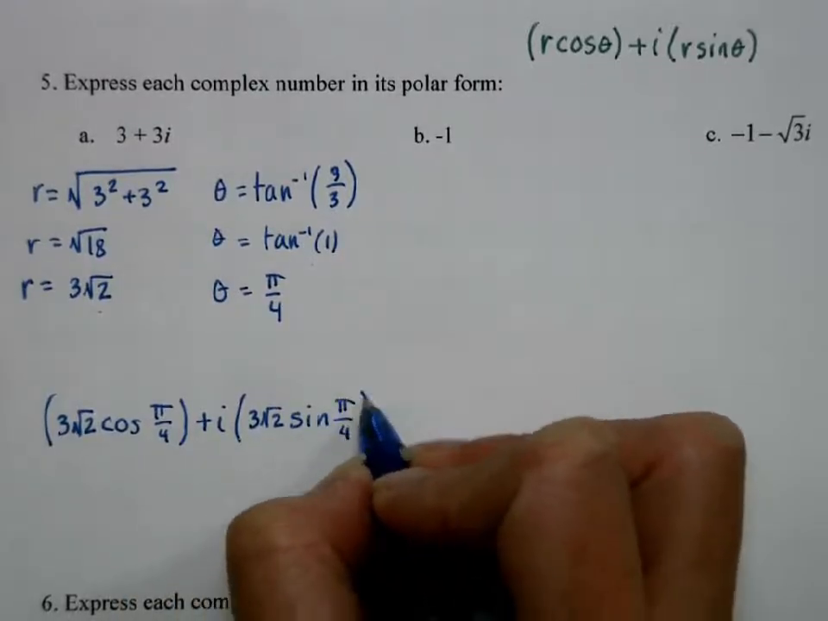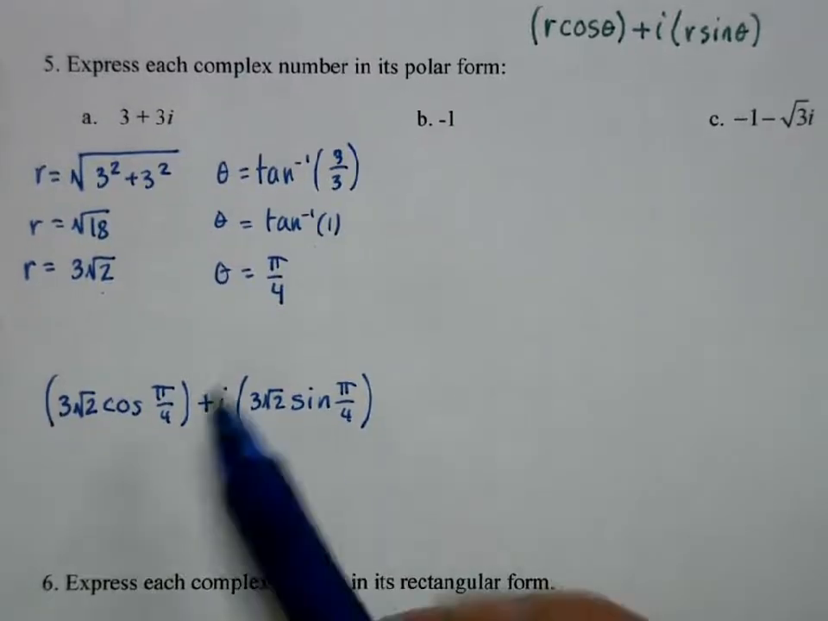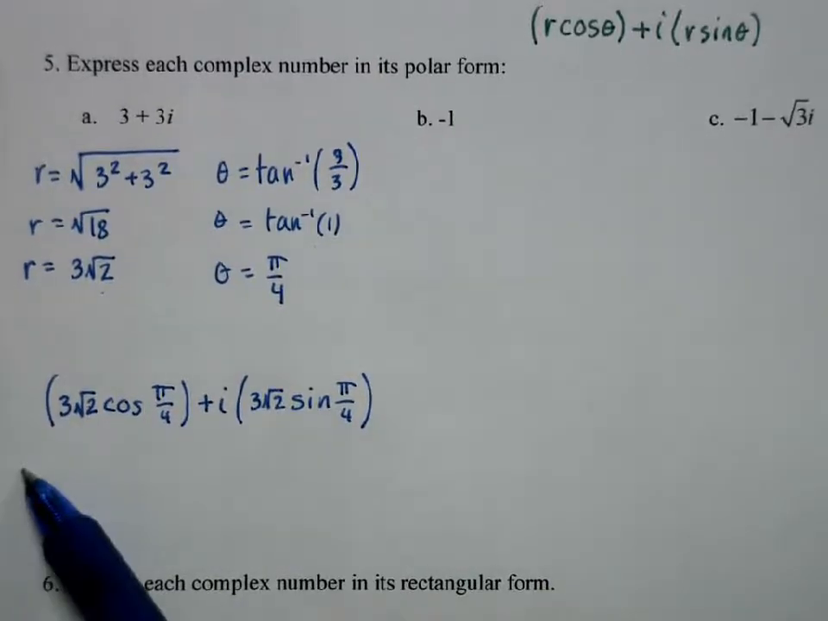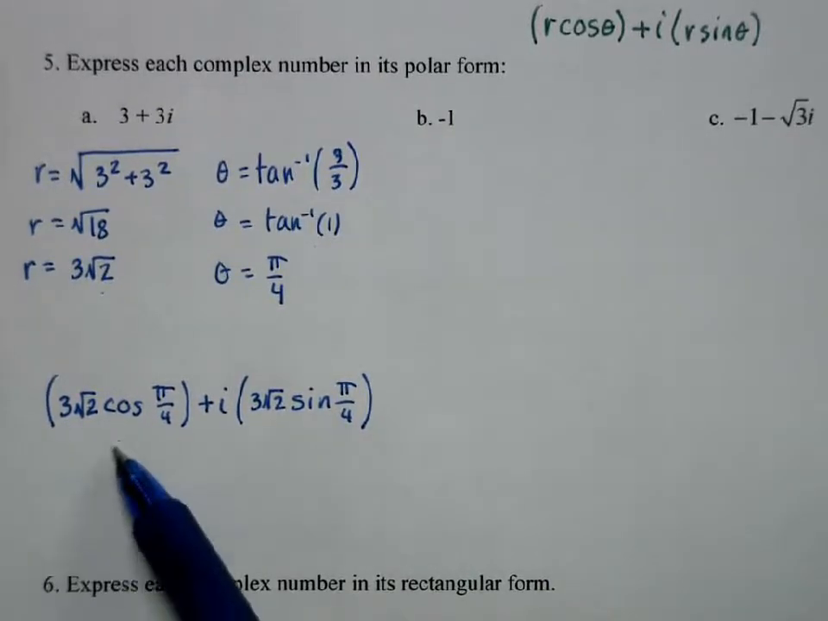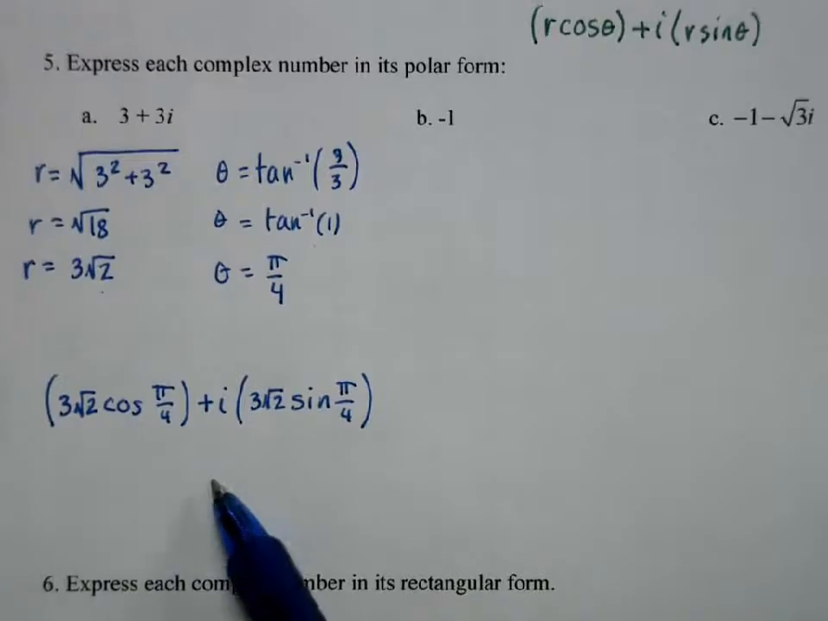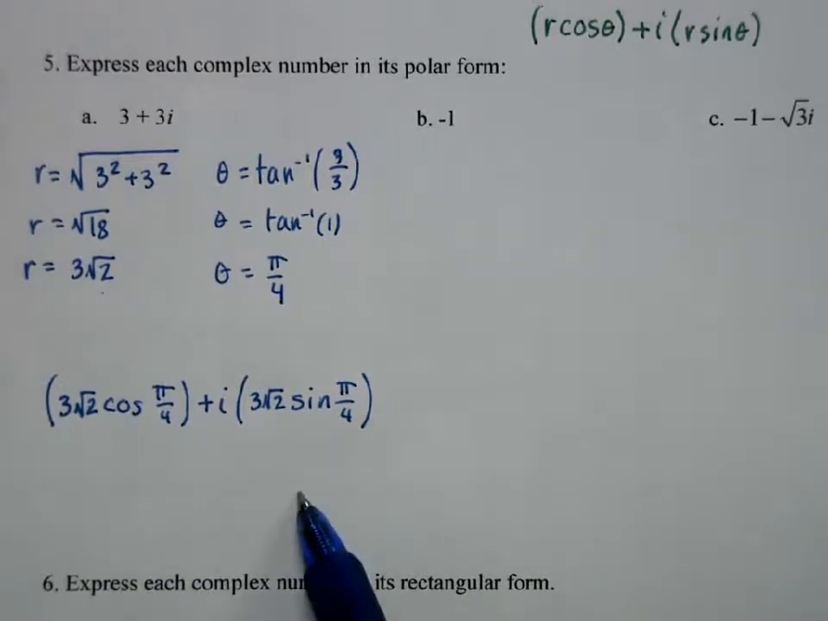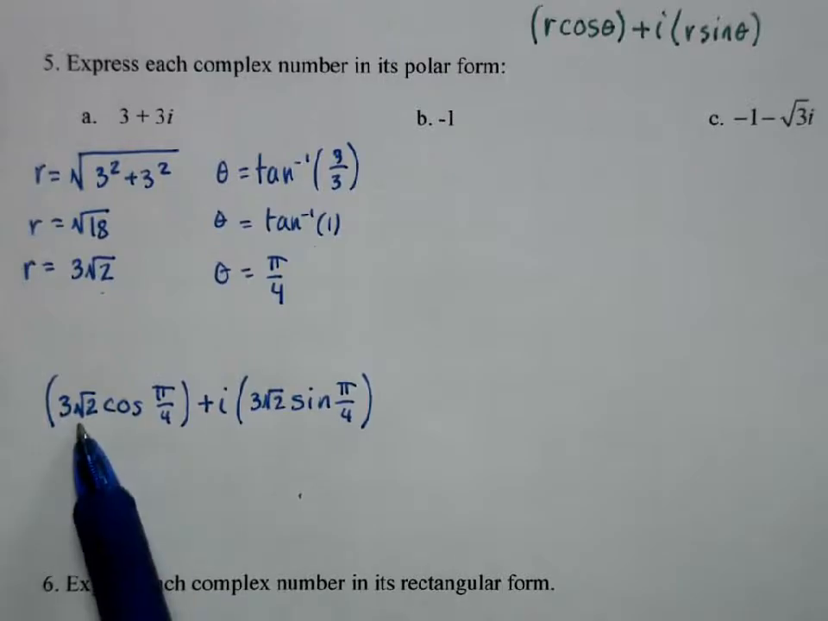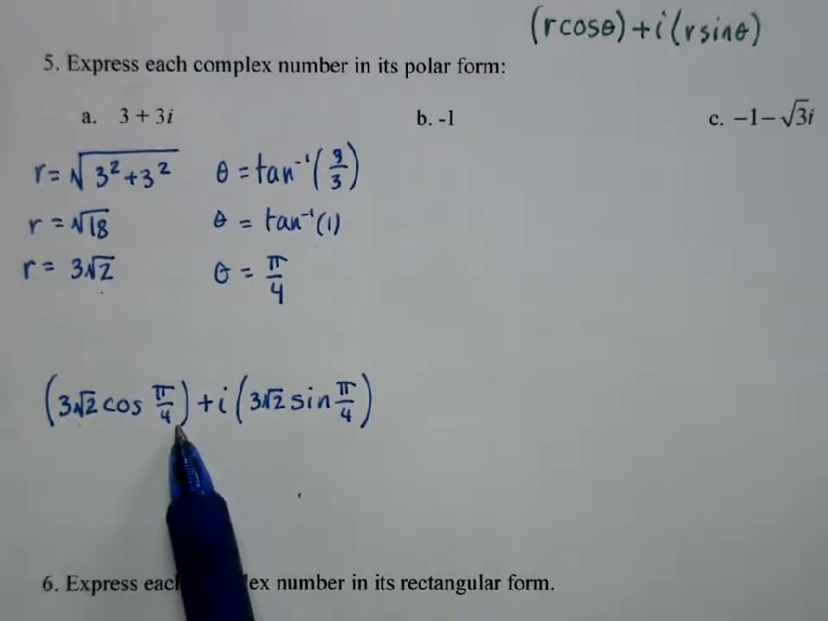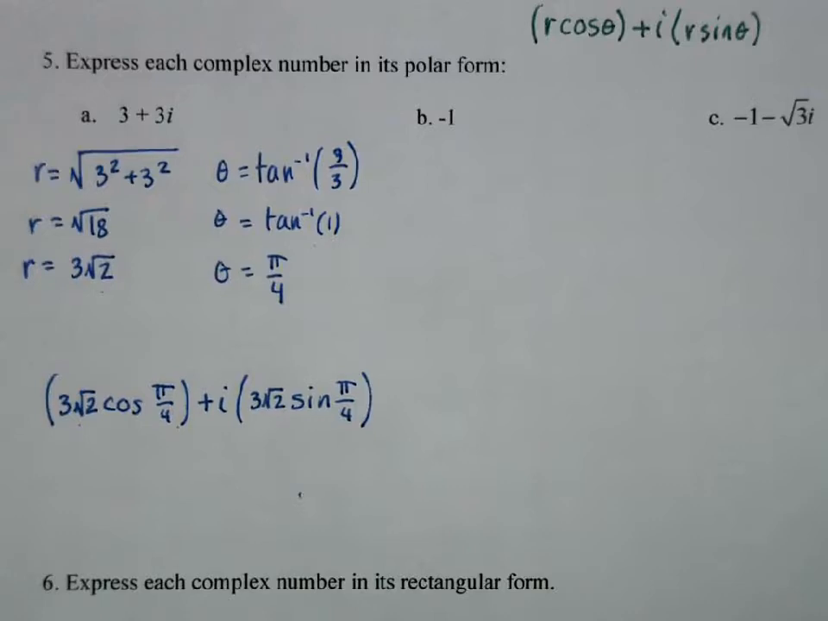Now I've seen polar numbers in different formats. I've seen it with the r's factored out, so that would be 3 root 2, and then in parentheses cosine pi over 4 plus i sine pi over 4. A shortcut is just to do 3 root 2 cis pi over 4. It's kind of a shortcut for the cosine and the i and the sine. But this is the structure that AP has presented.